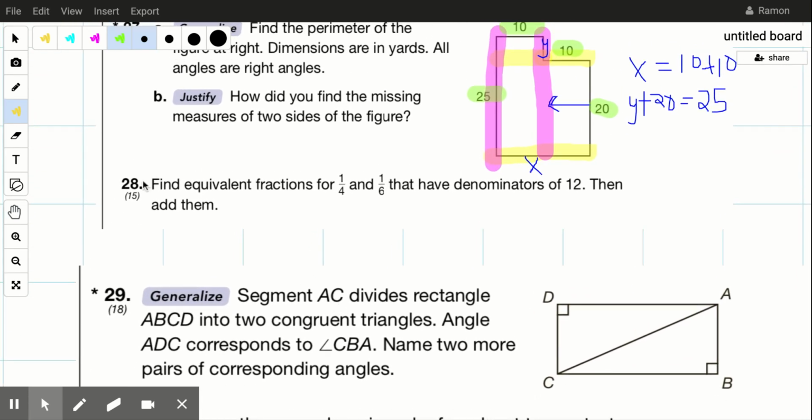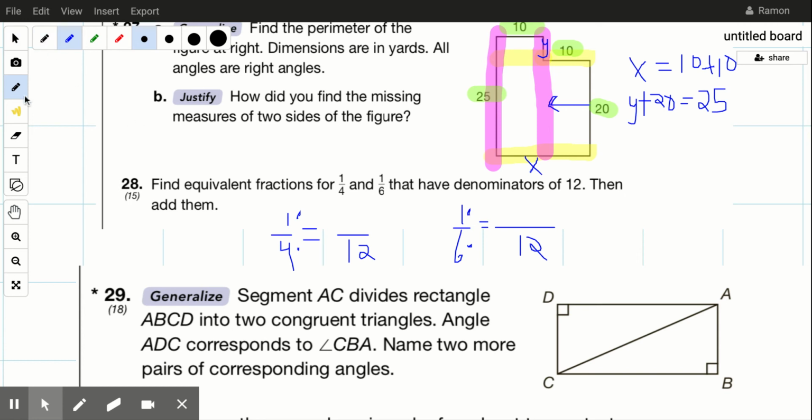28, find equivalent fractions for 1/4 and 1/6 that have denominators of 12, and then you're going to have to add them. So for the 1/4, you make a fraction out of 12. For 1/6, you also make a fraction out of 12. You use your equivalent fractions strategies. So you're going to multiply the numerator and the denominator by a common factor. There are going to be different numbers that you're going to multiply though.